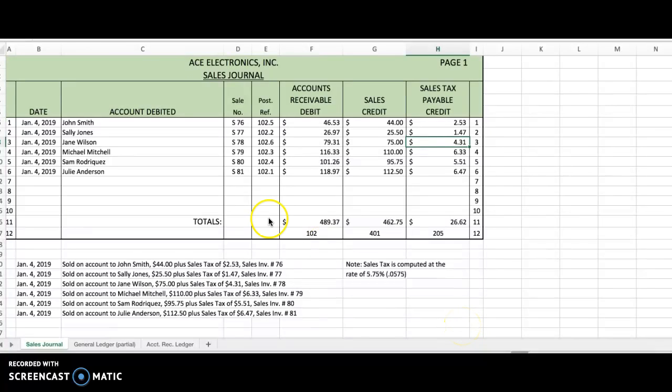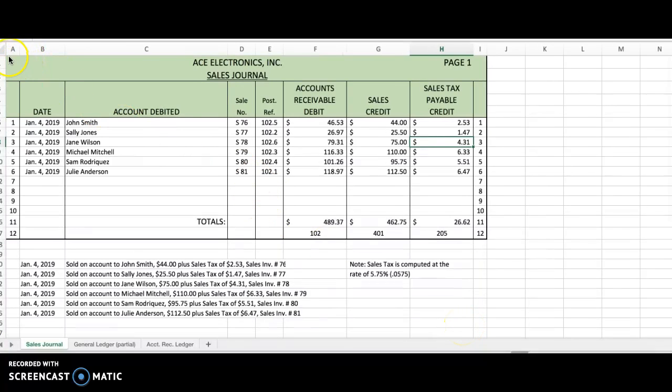One more reminder, these, again, are all sales on account. These are all charge sales. If we make cash sales, they would not be put in here. They would be put into the cash receipts journal. So we'll see that later.